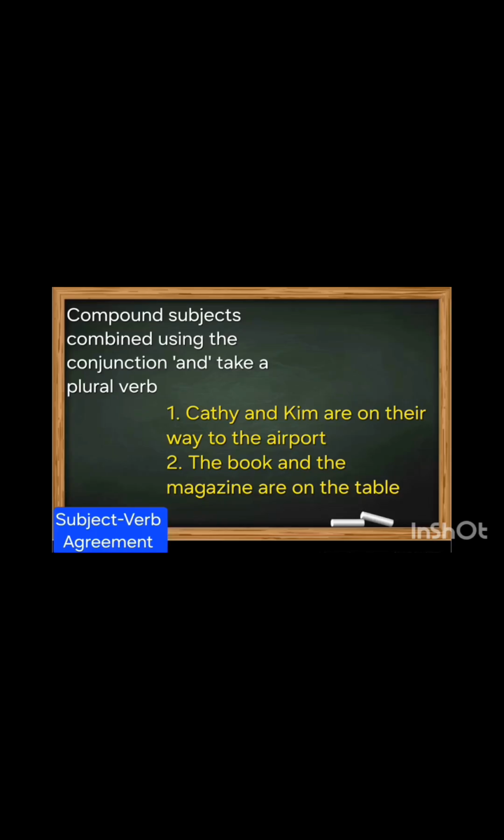Now the next rule is that compound subjects combined using the conjunction and take a plural verb. Kathy and Kim, here it's a compound subject, are on their way to the airport. The book and the magazine are on the table. So do remember, when we are combining the subjects using the conjunction and, the verb should be plural.